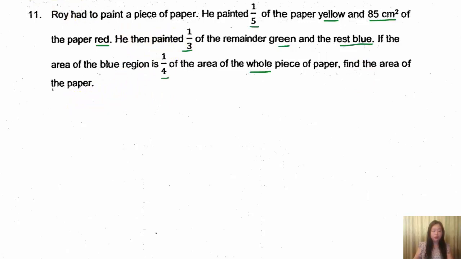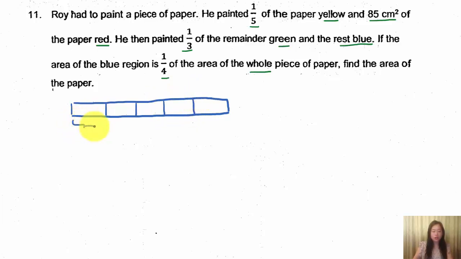To help you understand the question, I will roughly draw the model so that you can understand what is going on first. So assuming that this is the paper, 1/5 will be yellow. So let's cut this into 5. For children, if you do not know how to cut into 5, you just shift a little bit. 1, 2, 3, 4, 5. And 1/5 is actually yellow.